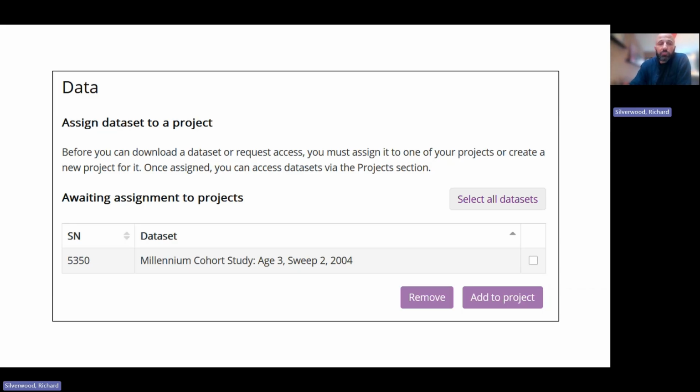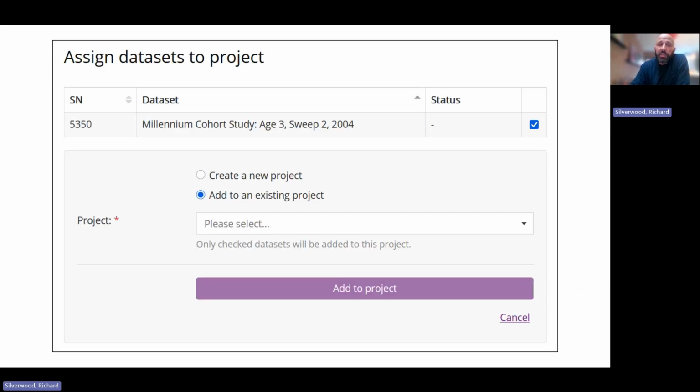So if we were trying to download this data set here, and we want to add it to a project first, if we were trying to add multiple data sets at the same time, they'd all be listed here. But here we're only trying to add this one, put a tick in the box, click Add to Project. It will take us here. So if we already have an existing project, we can select it from the drop-down menu, add this data set in here and carry on.